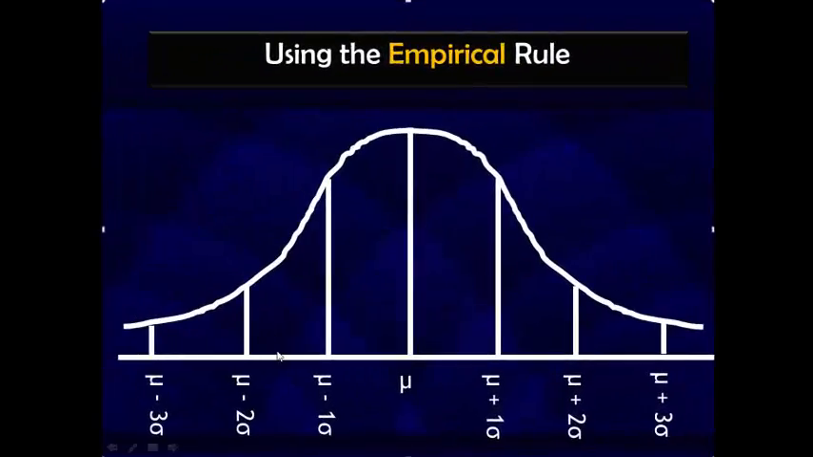Here is the graph. Here is our mean. And here is 1 standard deviation above the mean, 2 standard deviations above the mean, and 3 standard deviations above the mean. On the other hand, we have 1 standard deviation below the mean, 2 standard deviations below the mean, and 3 standard deviations below the mean. As you can see, this is symmetrical.